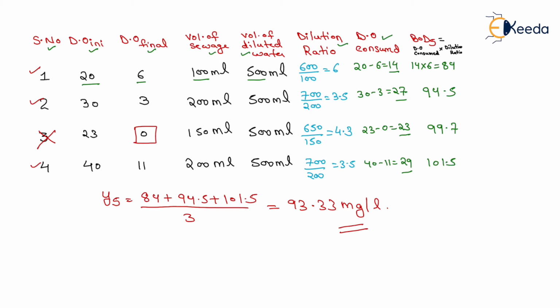Why have we not considered the third sample here? Because its DO final is 0. That's why we don't have enough idea about that sample, so we did not take it into consideration. We calculated the BOD of 5 days by taking just the average of the 3 samples, that is 84, 94.5 and 101.5. So the sample BOD comes out as 93.33 milligram per liter. That is the complete solution of this question.